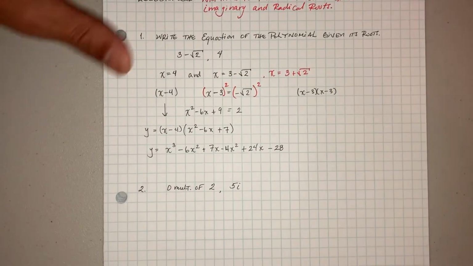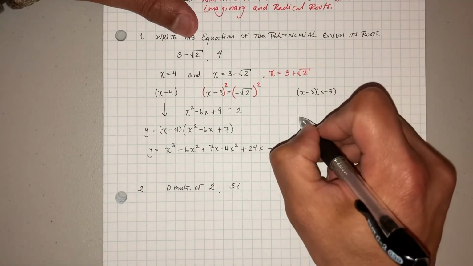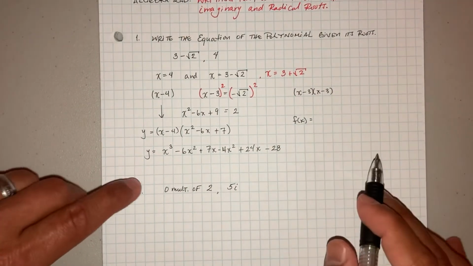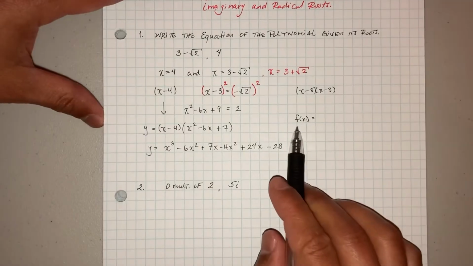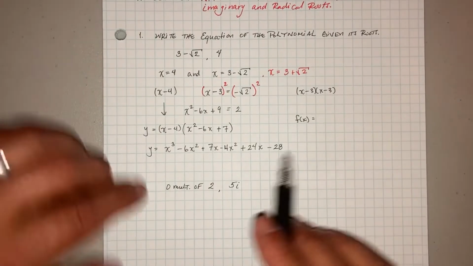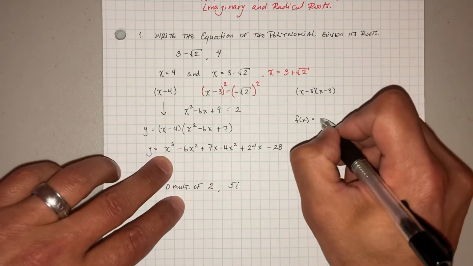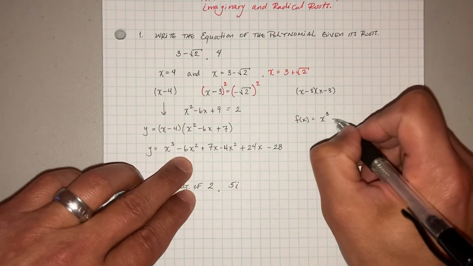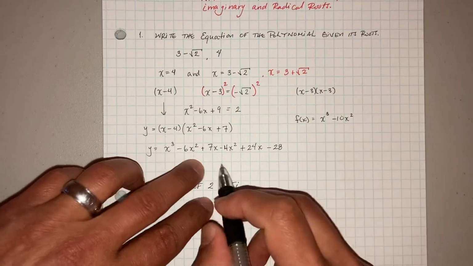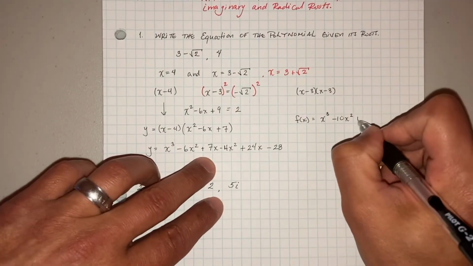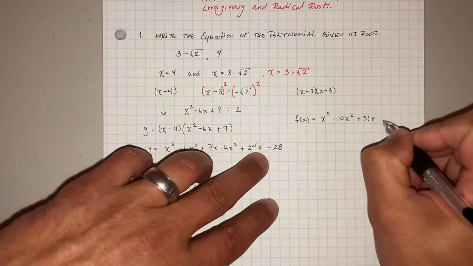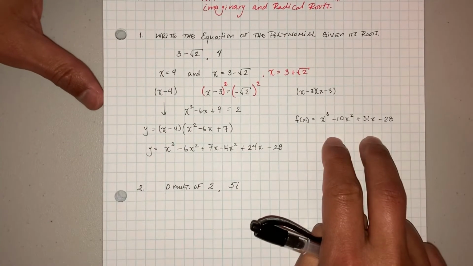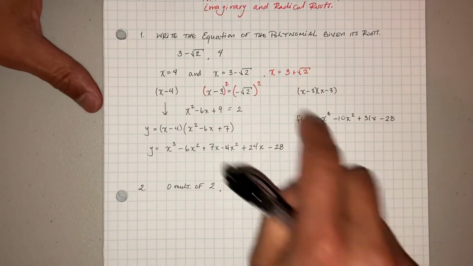All right, let's go ahead and just combine like terms. I'll go ahead and do it over here, f of x. Remember, f of x and y are the same thing. As you move up into higher mathematics, you're going to be using f, which means function in terms of x. So this becomes x cubed. And then negative 6 minus 4 is negative 10x squared. And then 7 plus 24, that's positive 31x. And then minus 28. So that's the polynomial that'll give you these roots, okay?